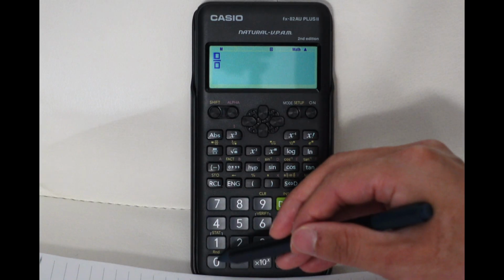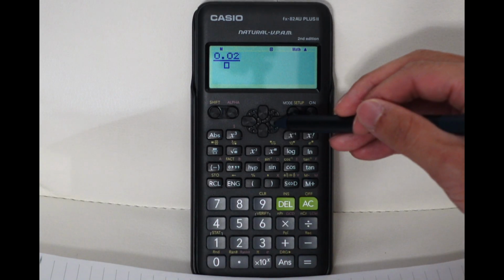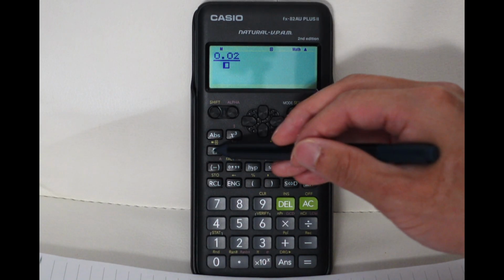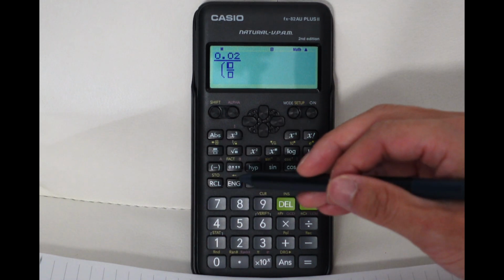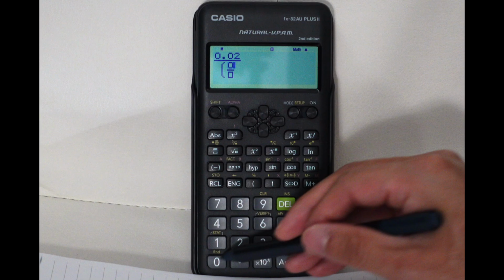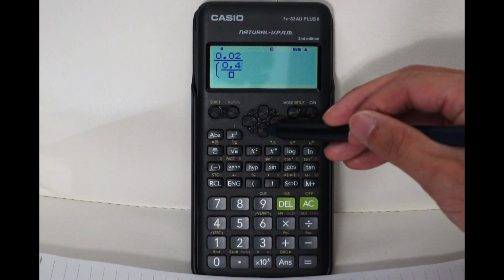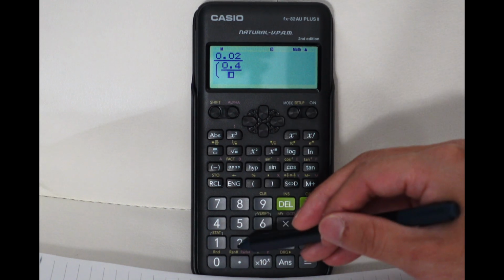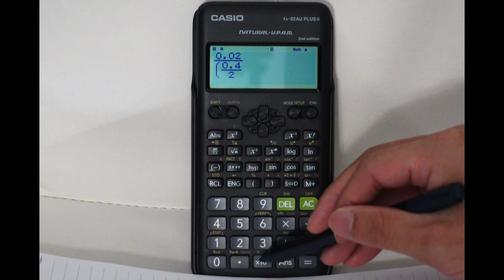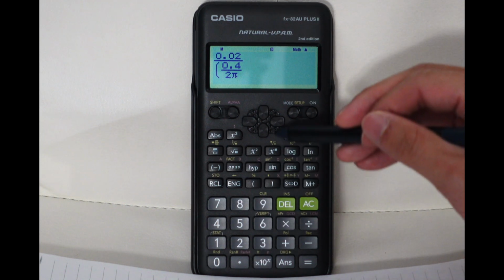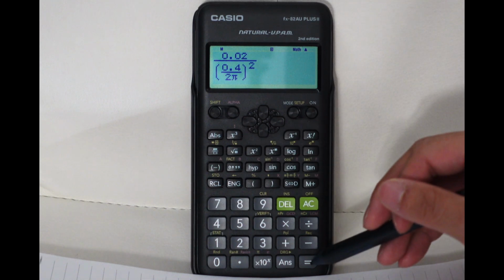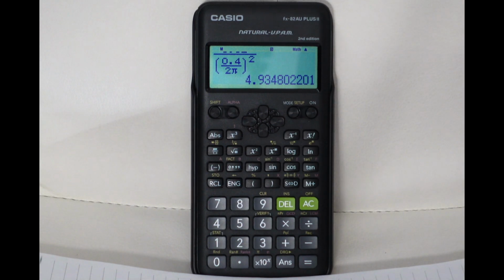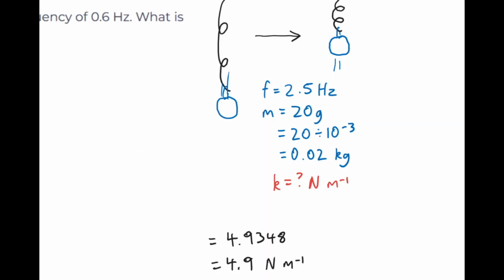To put this into the calculator, use the fraction button, then 0.02, arrow down, then open parentheses, press the fraction button again, and enter 0.4, arrow down, and press 2, and shift then the 10 to the power of x button to enter pi. Arrow right, close parentheses, and hit the x squared button. This should give you an answer of 4.9348, which rounds to 4.9.